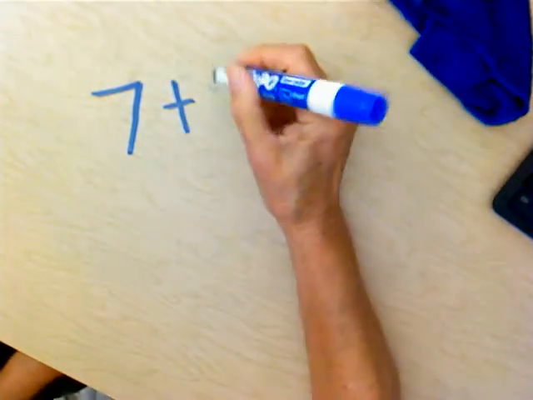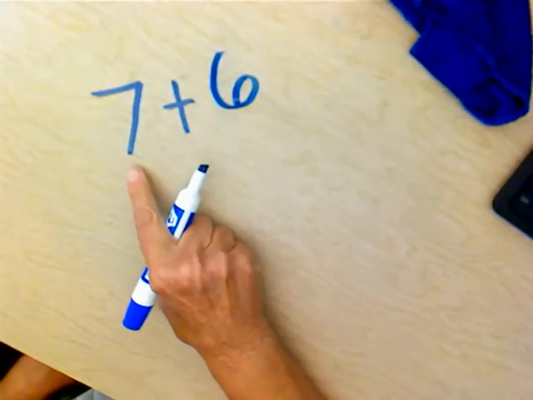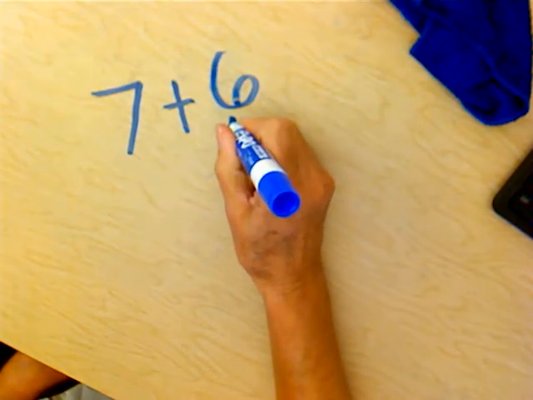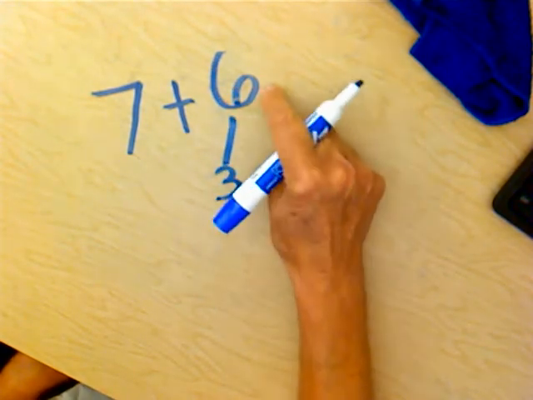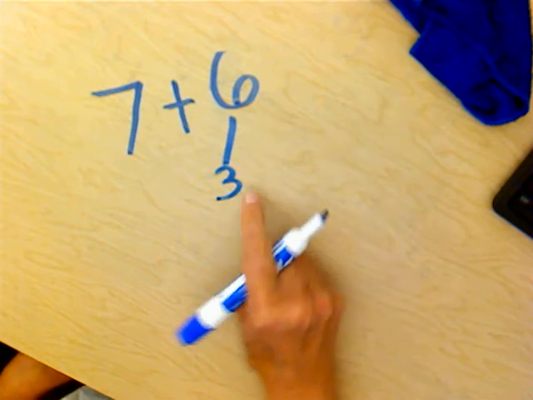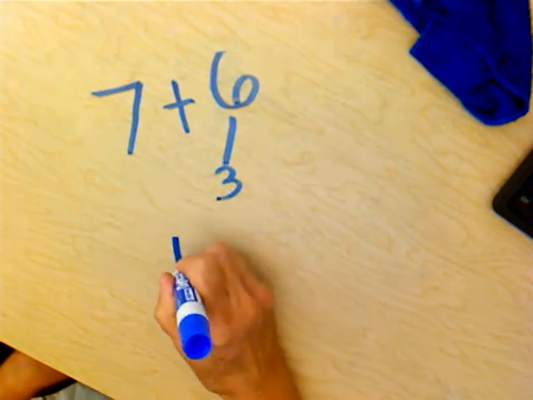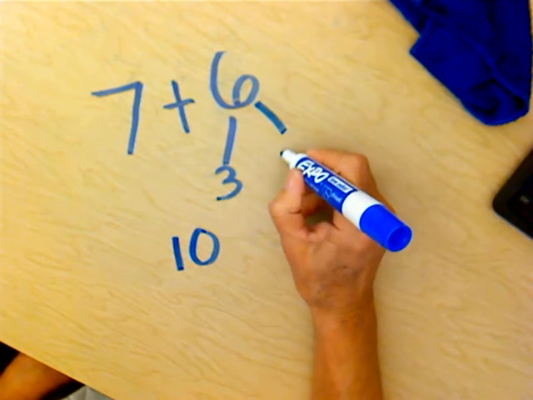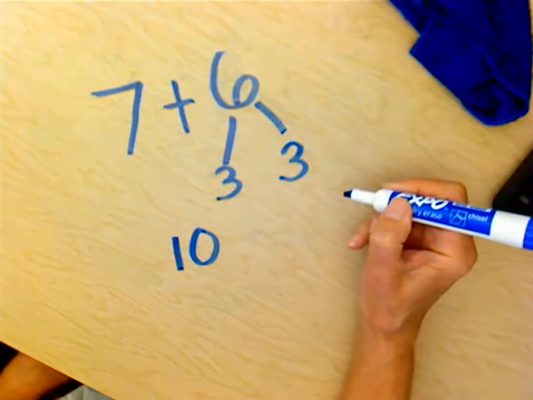I'm going to ask myself the question, what can I add to 7 that would give me 10? Well, I know that that would have to be a 3. So I'm going to take 3 out of that 6. I'm going to add it to that 7 and get 10. Now I know I've used one group of 3, but I still have 3 more that I haven't used.